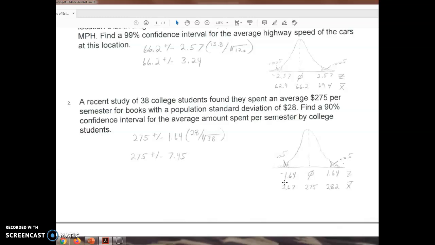Then we could convert these z-scores into a range of x values. Take the 275 plus 7.45, our margin of error, you get 282. Take the 275 minus 7.45, you get about 267. So we are 90% confident that the true population mean is between 267 and 282.